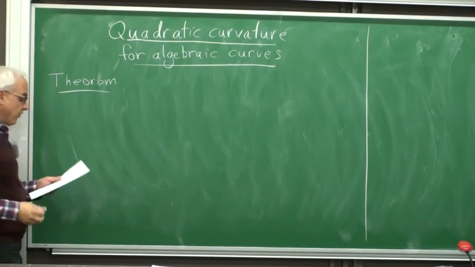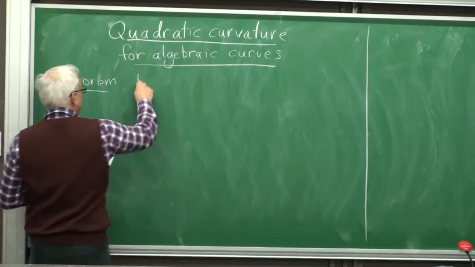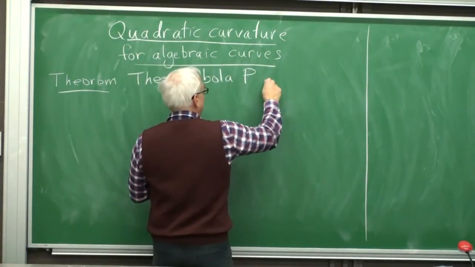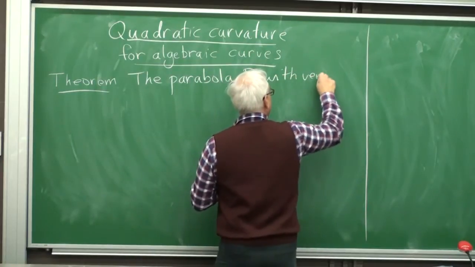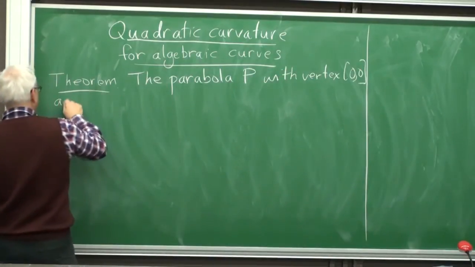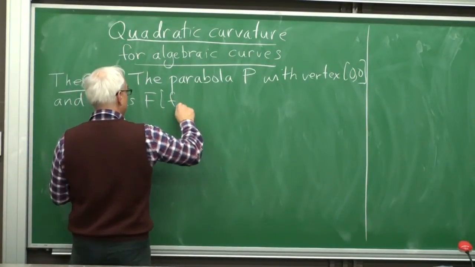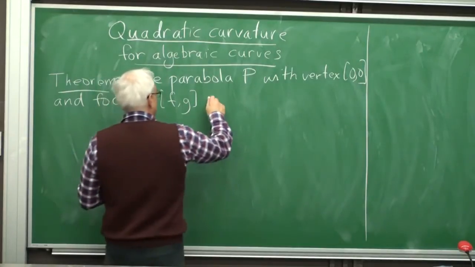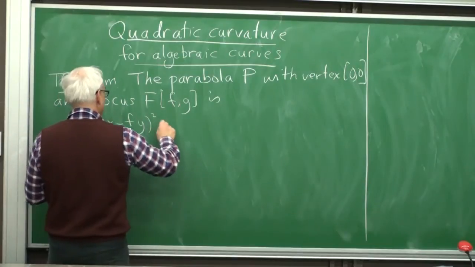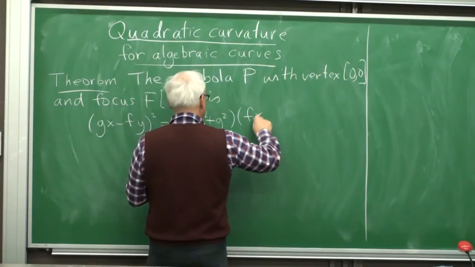We did some calculations for a parabola in somewhat general position, and the theorem is that the parabola, say P, with vertex 0, 0, and focus, say F, the point F, G, is, so the equation is gx minus fy squared equals 4 times f squared plus g squared times fx plus gy.